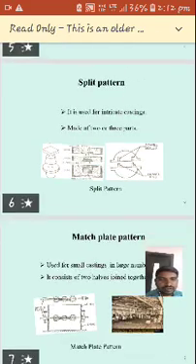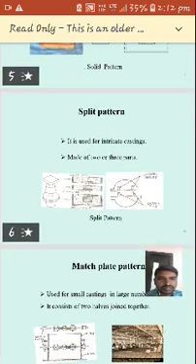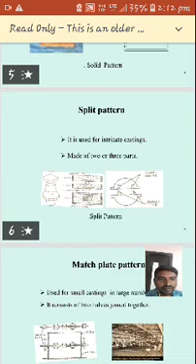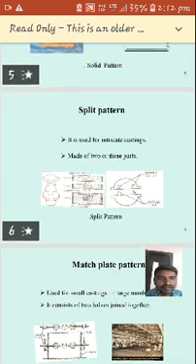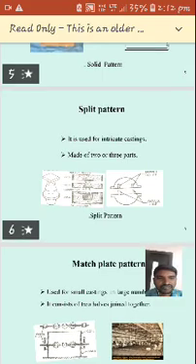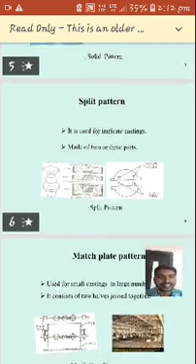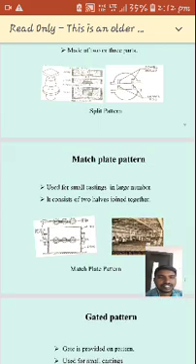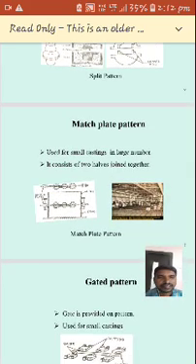If it is a 3-piece pattern, the upper part is called cope, the bottom one is called drag, and the middle part we call a cheek. This 3-piece pattern is generally used for intricate castings.